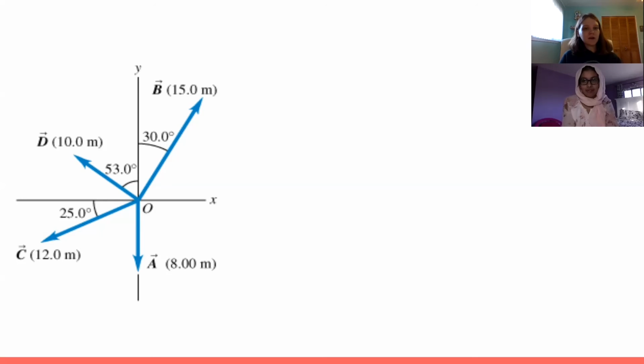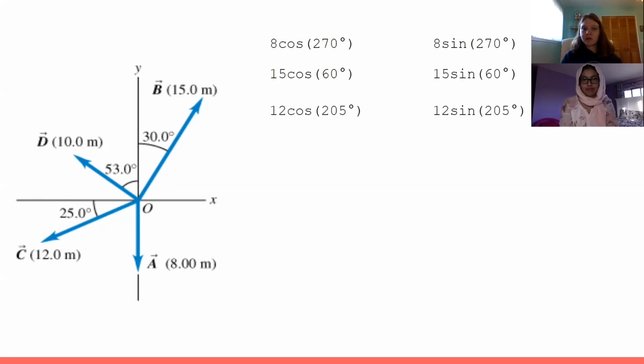Now let's do a problem that has more than two vectors. Once again, we would need to find the horizontal and vertical components for each vector. Vector A would be 8 cosine of 270 degrees and 8 sine of 270 degrees. Vector B would be 15 cosine of 60 degrees and 15 sine of 60 degrees. Vector C would be 12 cosine of 205 degrees and 12 sine of 205 degrees. And then vector D would be 10 cosine of 143 degrees and 10 sine of 143 degrees.